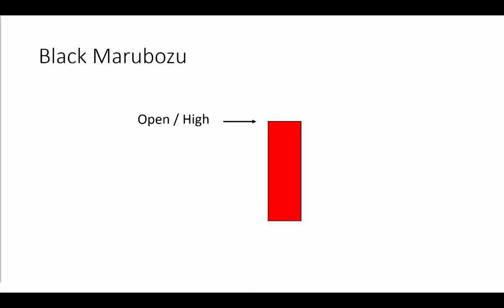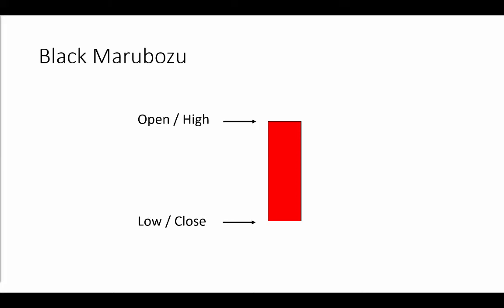Likewise, for a black Marubozu, sellers maintain control throughout the candle from open to close. And it's a down close, obviously, preceded by an up close. Again, we're looking for candles that are larger than average. And by default, we've allowed for very small upper and lower shadows here. Otherwise, it would be difficult to find enough data points to evaluate this statistically.